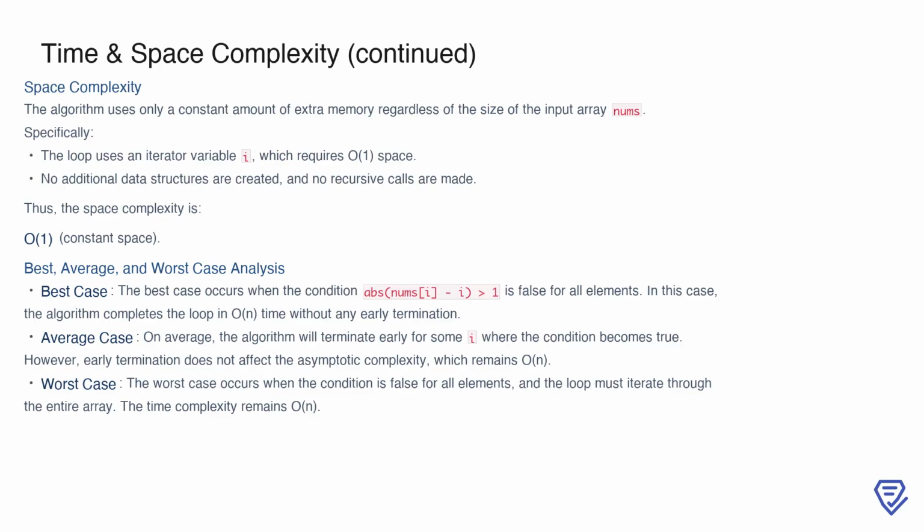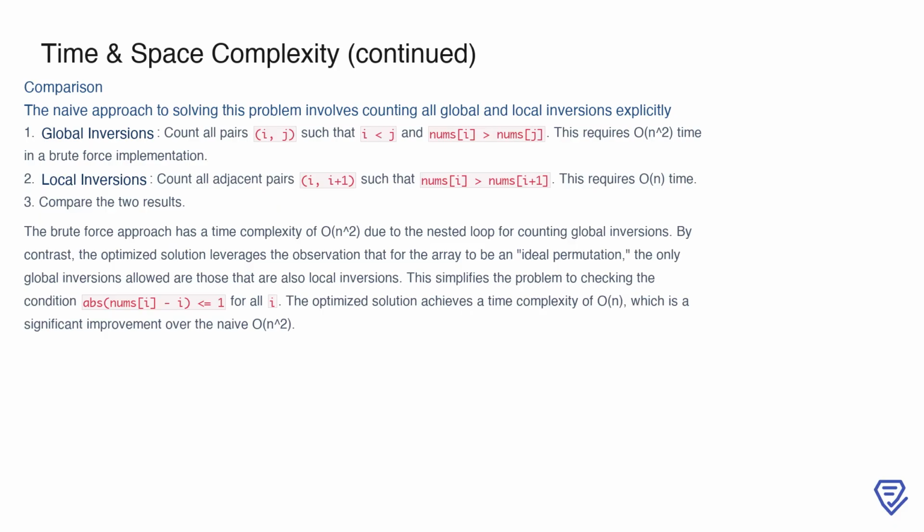When considering the best, average, and worst case scenarios, the time complexity remains O(n) in all cases. In the best case, the condition abs(nums[i] - i) > 1 is never true, so the loop completes without any early termination, taking n time. For the average case, the algorithm might terminate early at some point when the condition is met, but this does not impact the asymptotic complexity, which remains n. The worst case, where the condition is false for all elements and the loop iterates through the entire array, also results in n time.